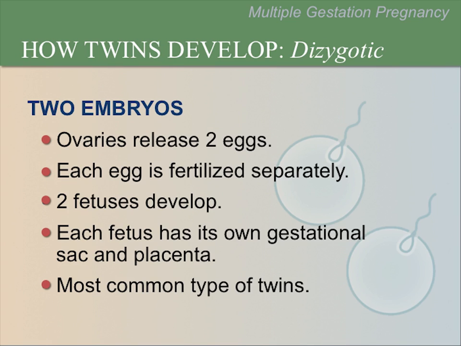In a normal menstrual cycle, the ovary releases only 1 egg. However, the ovary will sometimes release 2 eggs instead of 1, and if fertilized by sperm, each can develop into a separate fetus inside its own gestational sac and with its own placenta. This is what we refer to as a dizygotic pregnancy, which formed from 2 embryos. This is the most common way twins develop. 7 out of every 10 twin pregnancies form in this way.